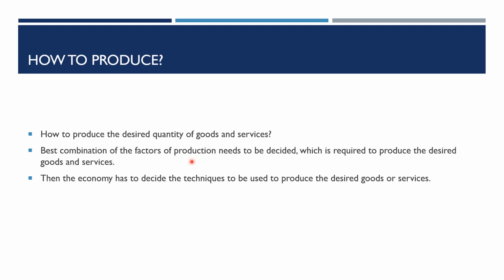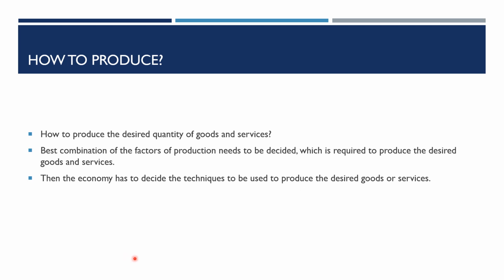So we need to decide the best combination of all this. So this also comes under the question how to produce. So in how to produce, we're deciding the best combination of the factors of production that is needed to produce whatever we desire to produce, and we need to decide the techniques through which we're going to produce it.